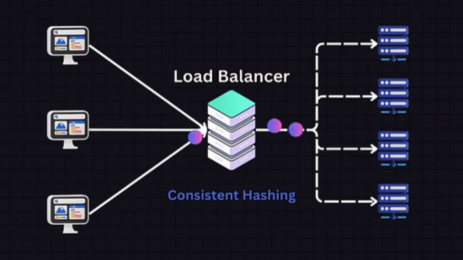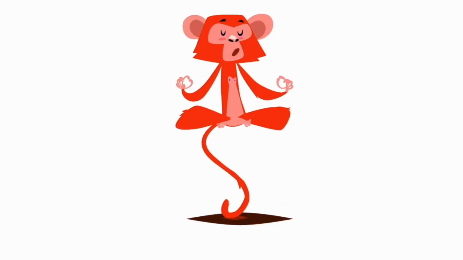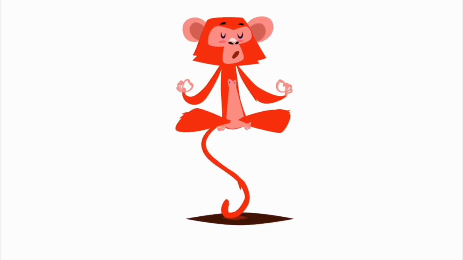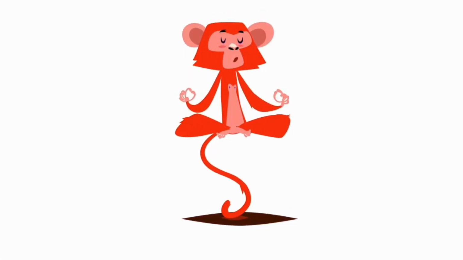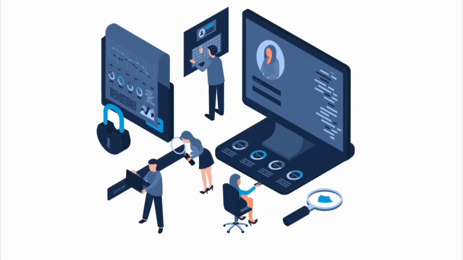Exactly. What makes consistent hashing really clever is that it handles server changes really well. Okay. So if a server goes down or a new one is added, you only need to redistribute a small portion of the data. So it minimizes disruptions. Yeah. It ensures the system remains really stable even when things are changing. That's amazing. So it's built for scalability and resilience.